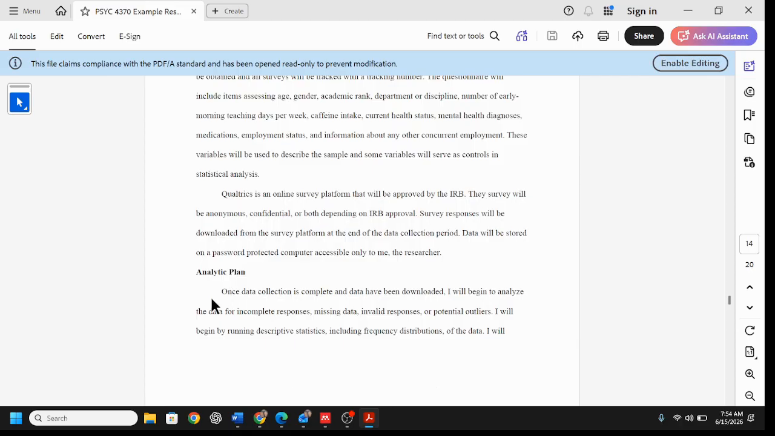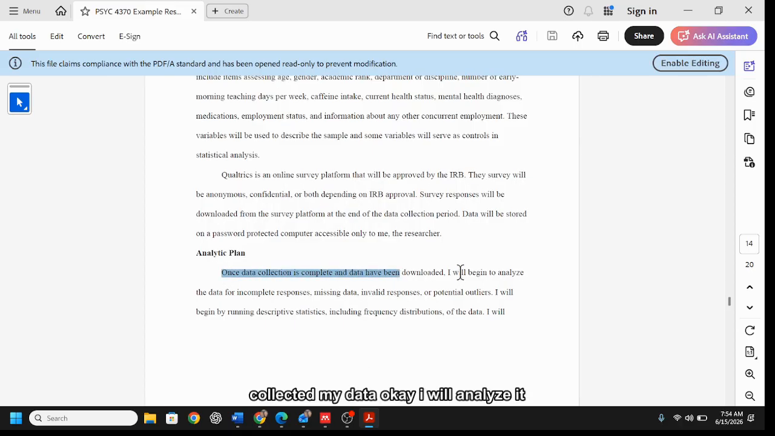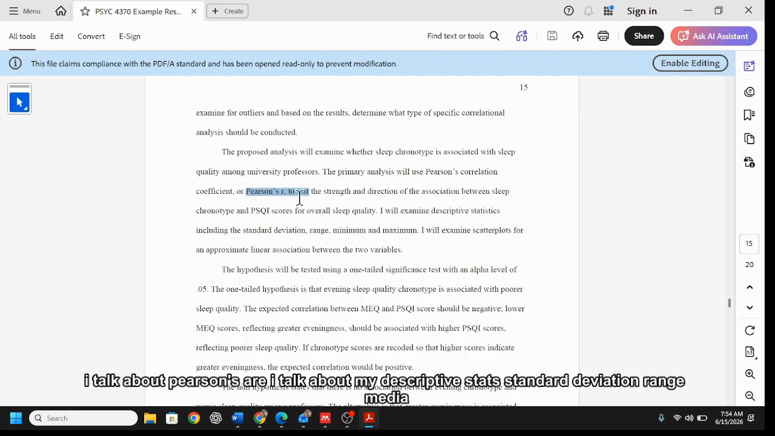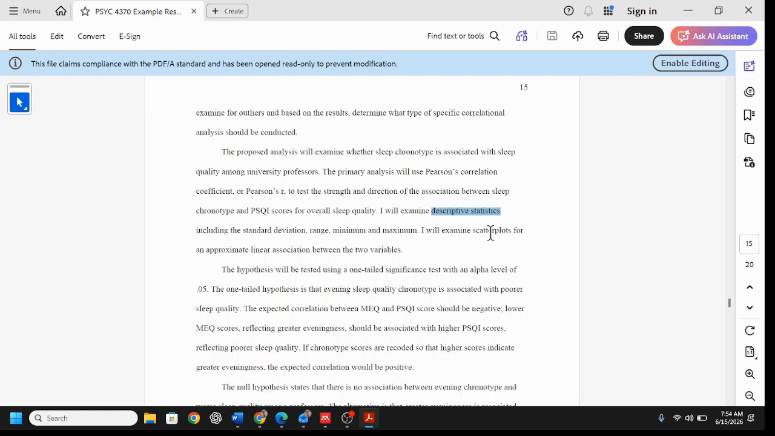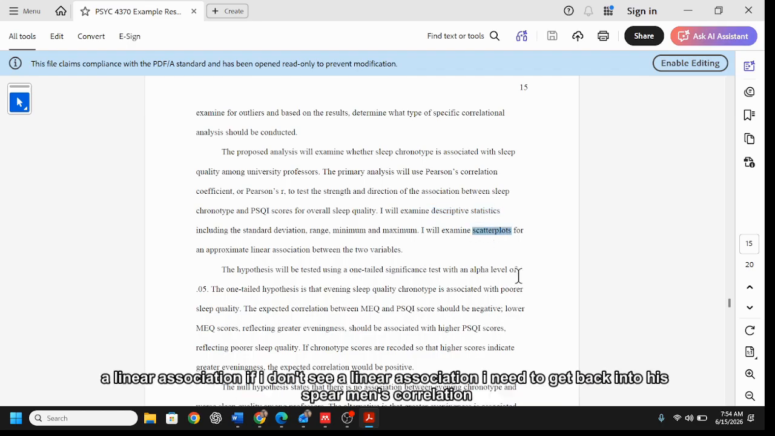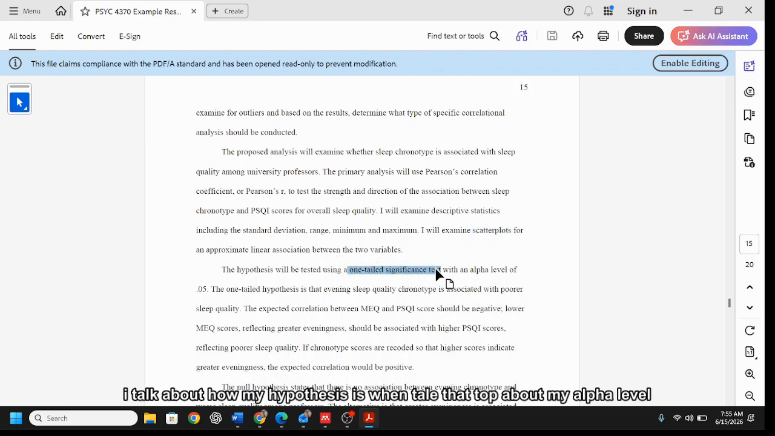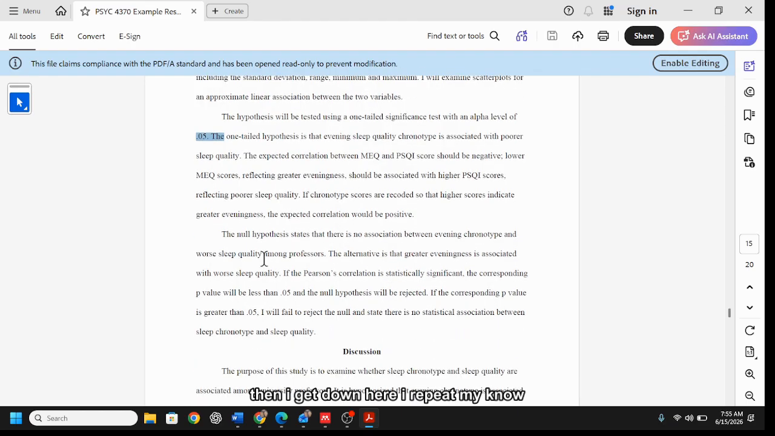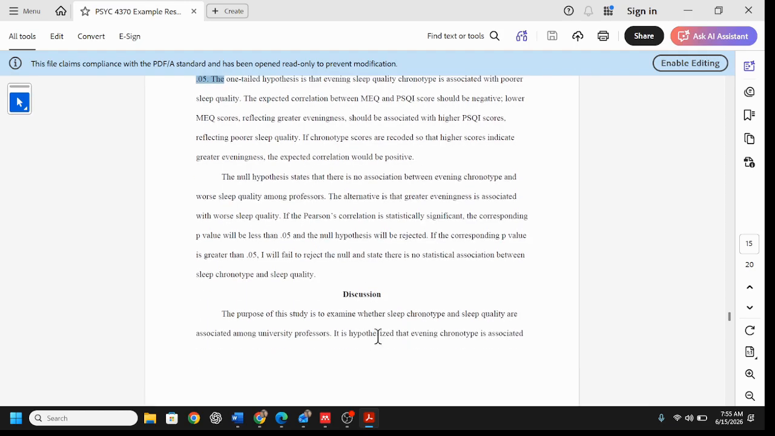Let's look at what that looks like over here in my paper, analytic plan. At this point, I've collected my data, okay? I will analyze it, and then I talk about my analysis, I talk about Pearson's r, I talk about my descriptive stats: standard deviation, range, median, minimum, maximum, etc. I talk about how I'm going to use scatter plots to look at a linear association. If I don't see a linear association, I need to go back and do a Spearman's correlation. I talk about how my hypothesis is one-tailed. I talk about my alpha level. You can go back and read all of that. Then I get down here and I repeat my null and my alternative, and I talk about when I'm going to reject or fail to reject, okay?